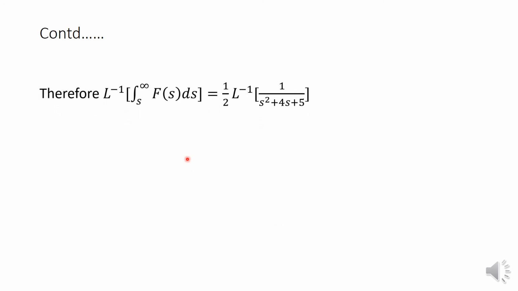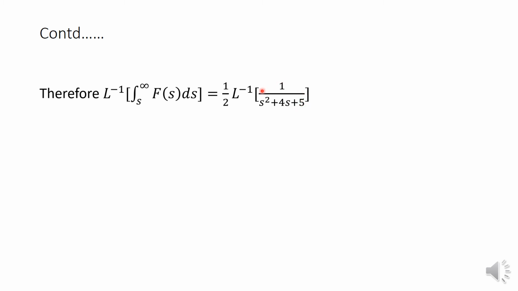Next you take L inverse on either side. L inverse of integral s to infinity f of s ds is equal to 1 by 2, the constant taken outside, L inverse of 1 by s square plus 4s plus 5, and this LHS function is nothing but f of t by t. In the RHS we are having L inverse of 1 by s square plus 4s plus 5.